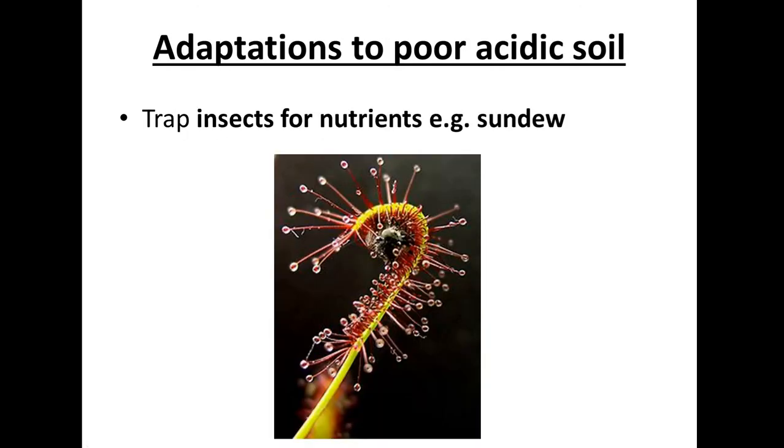There are also adaptations of some plants that live in poor nutrient and also acidic soil. The sundew is an example of a plant which traps insects for nutrients. The insect will contain a lot of protein, so that's where it will get a lot of its nutrients from.